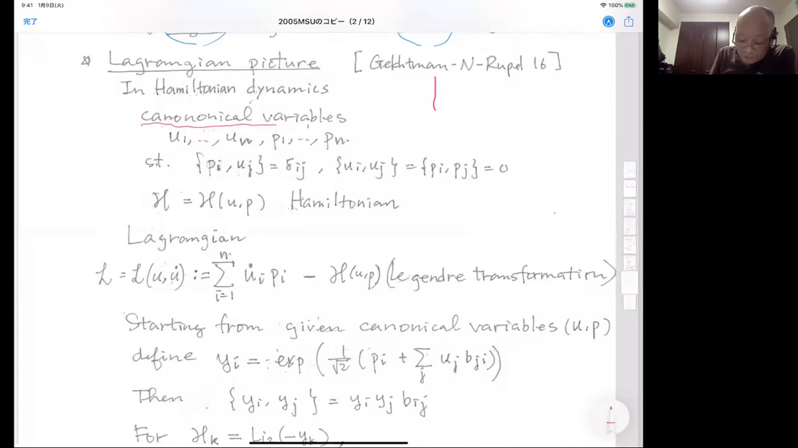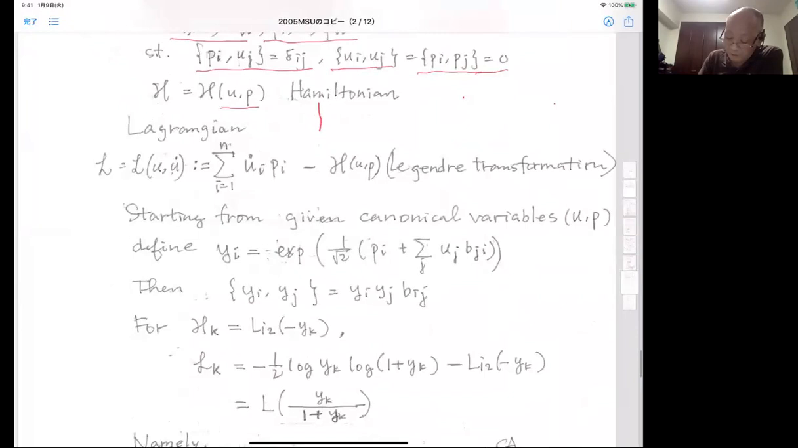And you have n, in our case, the rank of our cluster algebra. And you consider a pair of n-tuple variables, which satisfy the following Poisson bracket. And the Hamiltonian is a function of these variables U and P. And then the Lagrangian is defined by what is called a Legendre transformation. And the formula is given by the following.